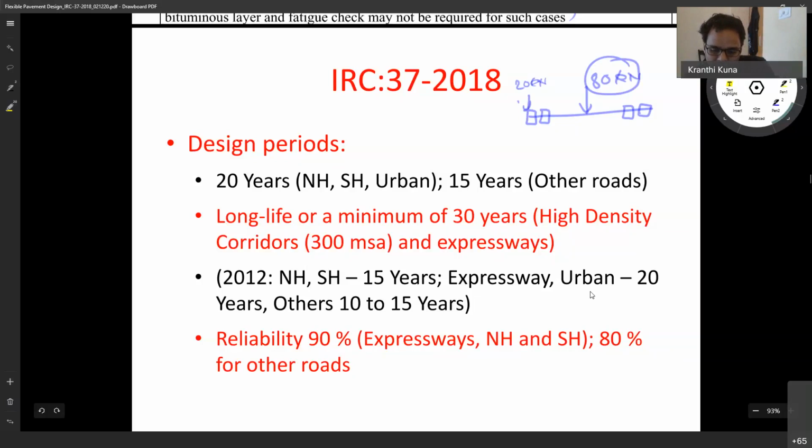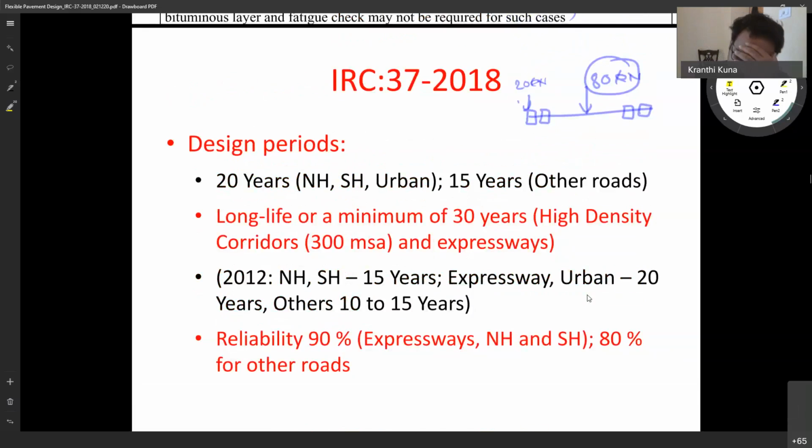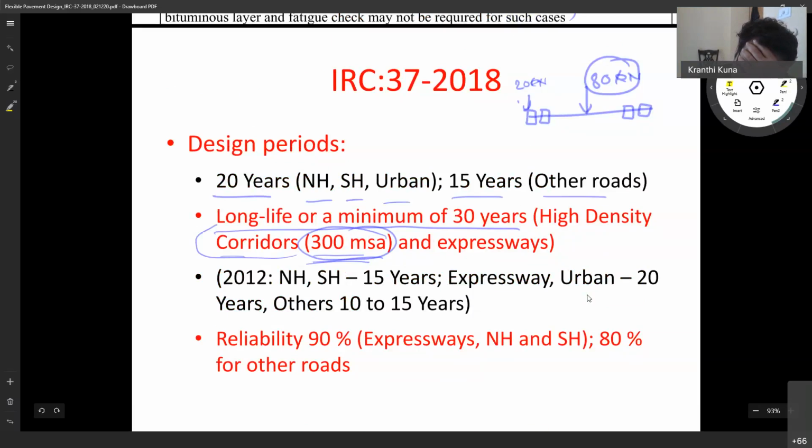Coming to the design periods recommended in IRC 37, it is 20 years for national highways, state highways and urban roads, and 15 years for other roads. And there is an approach called long life pavement, which you can design up to 30 years. For example, in some locations you get traffic up to 300 million standard axles. Maybe in that case it is worth considering long life pavement. What is long life pavement? We'll discuss through examples tomorrow.